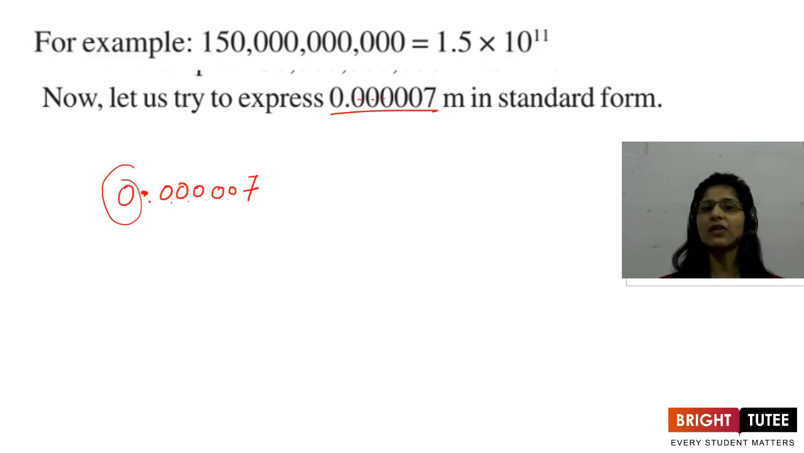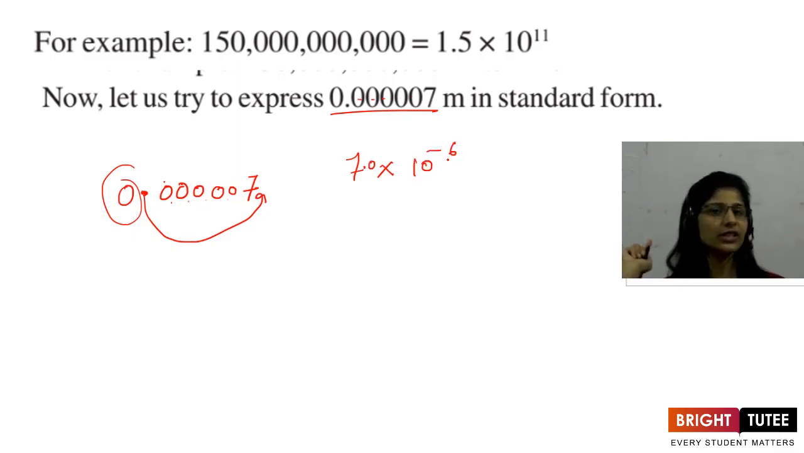Because we need to have one natural number in the starting, that means before the decimal place. So this would be shifted here, after 7. So how many places? 1, 2, 3, 4, 5, 6. So we will write it as 7.0 into 10 to the power minus 6, because in this case we are moving towards right.